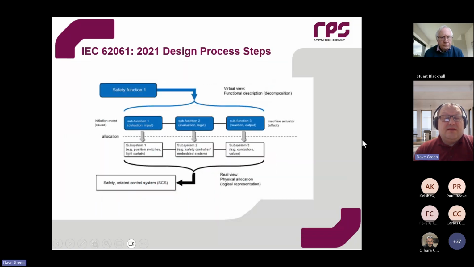The standard gives us an idea of what the subsystems look like, because that's then going to feed into working out our design parameters. Our architectural assessment, for example, is done by subsystem. Similarly, systematic capability would be done by subsystem, with the actual reliability, the PFH achieved, being for the whole function. So it shows us here a physical view of how you ought to look at your safety function.